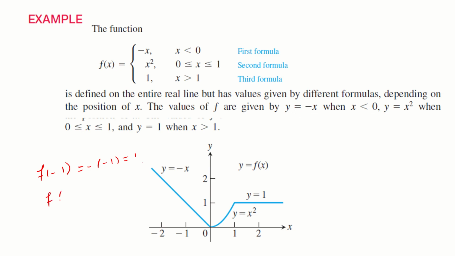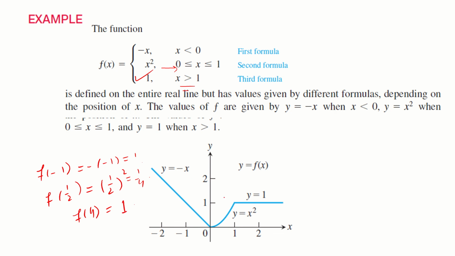If you want to find f of 1 by 2, so 1 by 2 is in the second interval here, so we'll use this formula, that is 1 by 2 square, which is equal to 1 by 4. But if you want to find f of 4, so 4 is basically greater than 1, so you'll just take its value to be 1. So f of 4 is equal to 1.